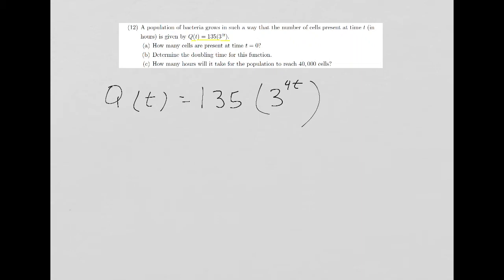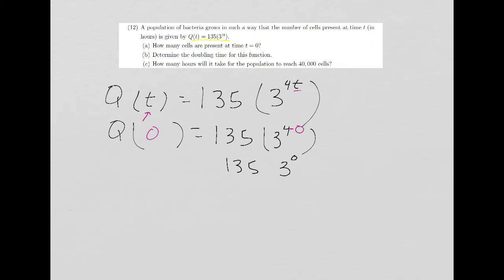So the first question says, how many cells are present at time 0? Well, time 0 just means t is 0. So for this t, I'm going to plug in a 0, and then similarly for this t. So let me show you the steps. I'm copying my model exactly, except where I'm seeing the t, we're replacing it with the value 0. Okay, so 3 to the 4 times 0. 4 times 0 is 0, so it's 3 to the 0. And we've learned that anything raised to the 0 is 1. And so we're getting back 135.